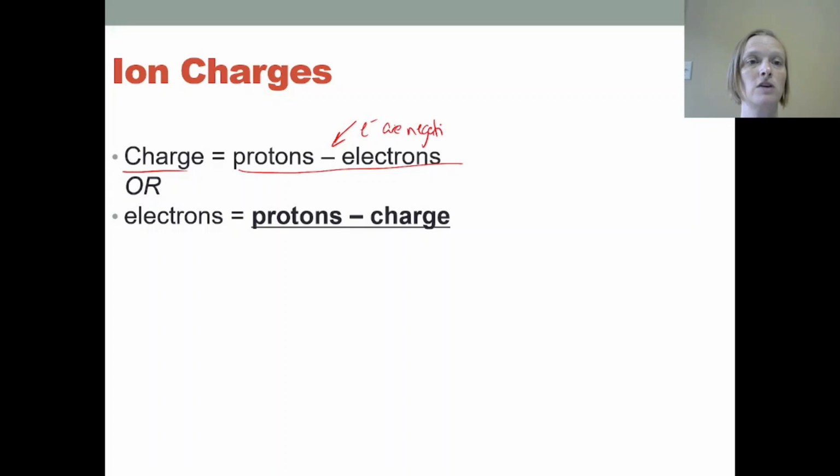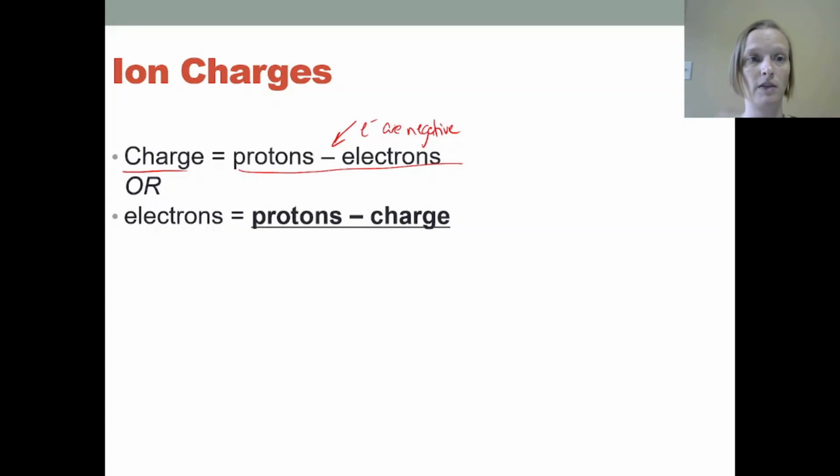Electrons are negative. So that's why it's a subtraction problem. If you've got a lot of electrons, your charge will be negative. If you don't have quite so many electrons, your charge will be positive. You can rearrange this equation algebraically. These are two different versions of the same equation.